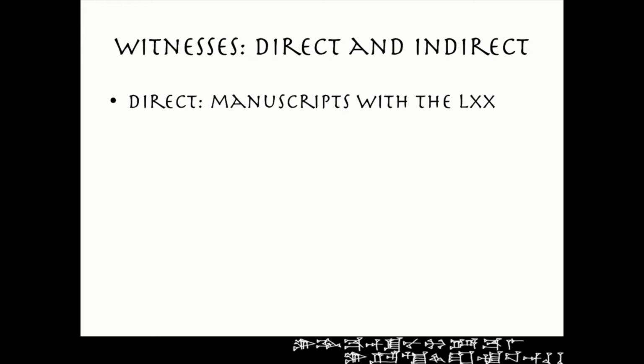So what are the witnesses that we have? Well, there are two types, direct and indirect. Direct witnesses are those actual manuscripts of the Septuagint that we have. So early on, these early manuscripts are written on papyrus and on leather.